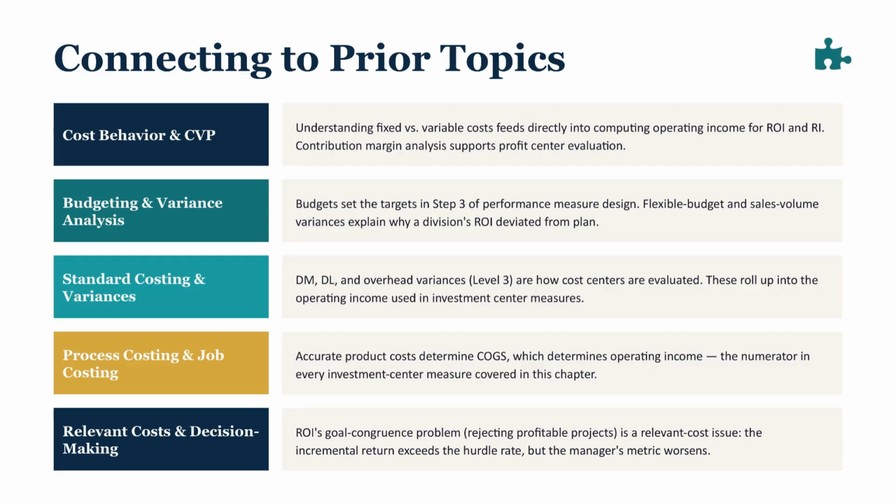Let's connect back to earlier topics. Cost behavior and CVP analysis explain how we derive operating income for ROI and RI. Budgeting and variance analysis set targets and reveal deviations in performance measures. Standard costing variances roll up into that income number. Process and job costing ensure accurate product costs drive correct operating figures. And understanding relevant costs helps us see why ROI can reject profitable projects, highlighting goal congruence issues.